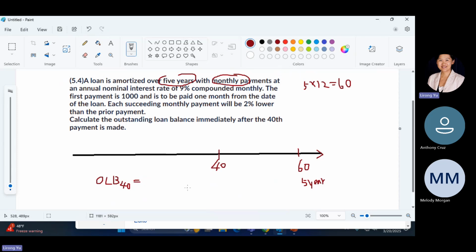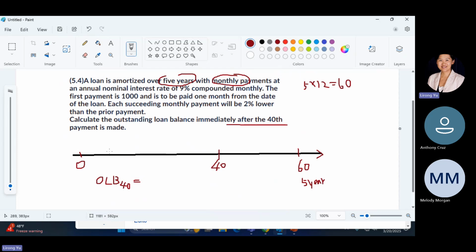So the method we'll be using is to find the present value of all the future payments. This is talking about immediately after the 40th payment. That means after the 40th payment, we still have 20 payments, right? So there are 20 payments, and we have to figure out what exactly each payment is. So start from 0.